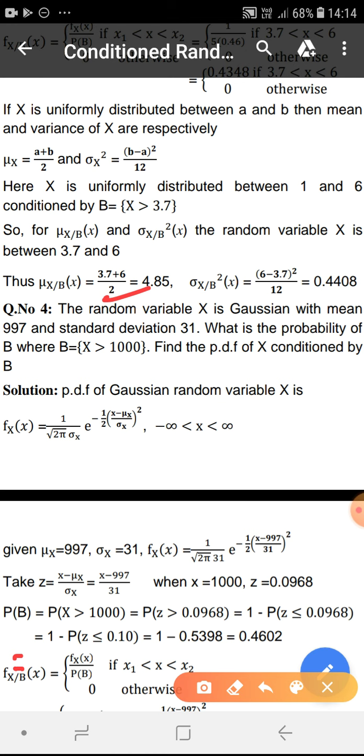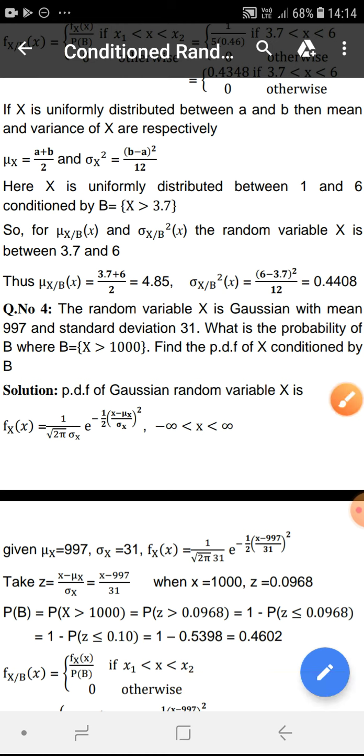4.85. And the variance will be, with a as 3.7, b as 6, (6 minus 3.7) whole square divided by 12, or 0.4408. So the conditioned mean and variance can be calculated by a shortcut method, not by using the integral formula as we have done in the previous question.